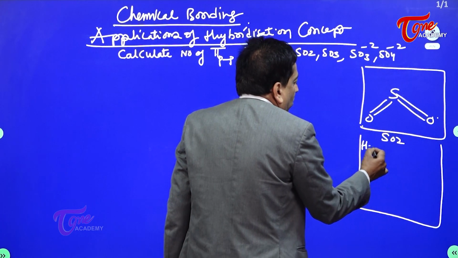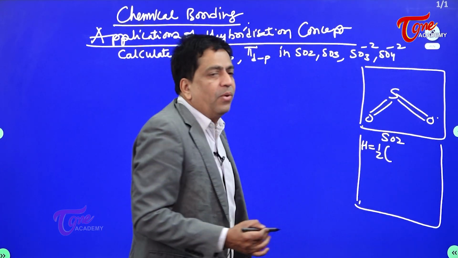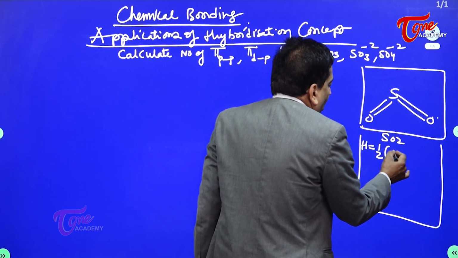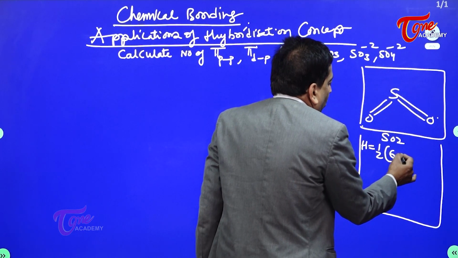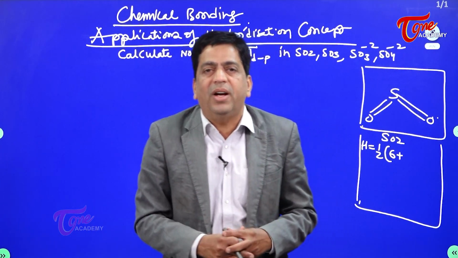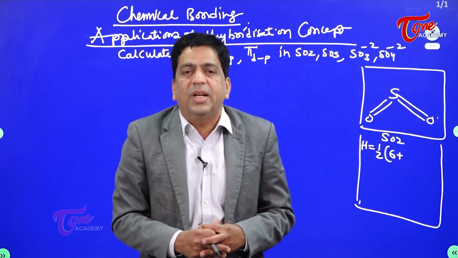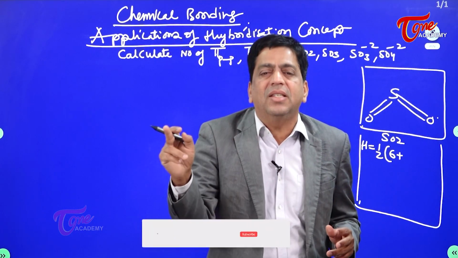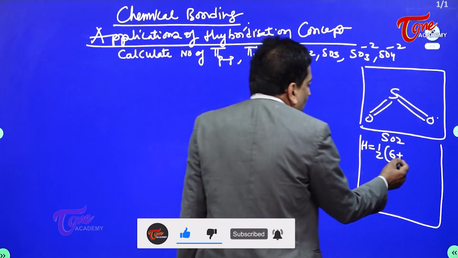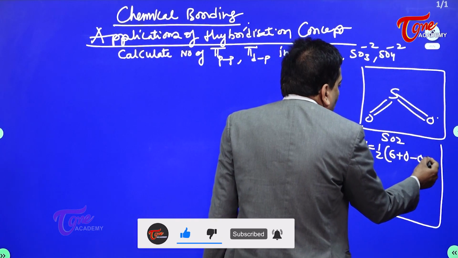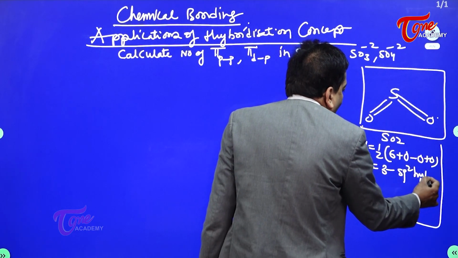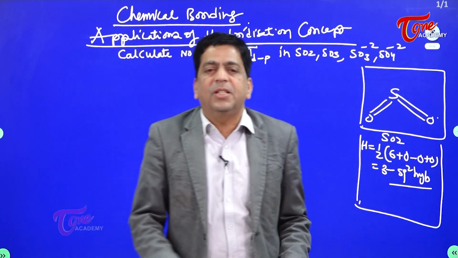Then H is equal to half into V plus M minus C plus A. Sulfur belongs to the 6th group. M, the number of monovalent atoms, is 0 here because you don't find hydrogen and halogens attached to sulfur. It is not a cation. It is not an anion. So it is 6 by 2, which is 3, and it is sp2 hybridization.